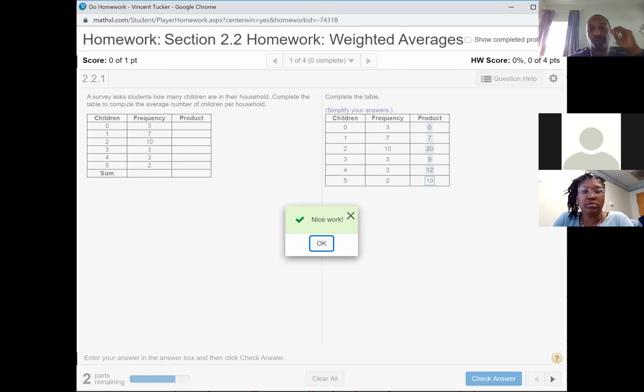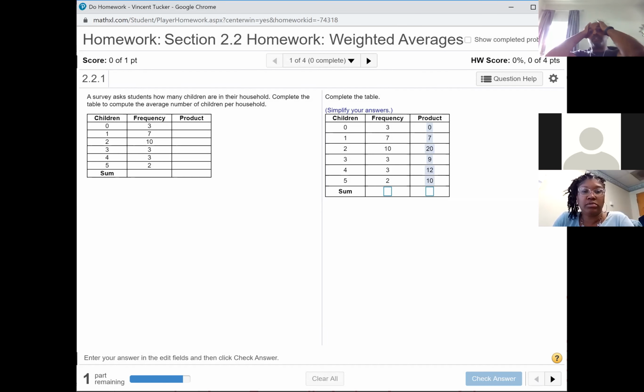So the first step is to multiply your data value times the number of times that data value occurs. So that's what product means. Product is multiplication. Any questions?